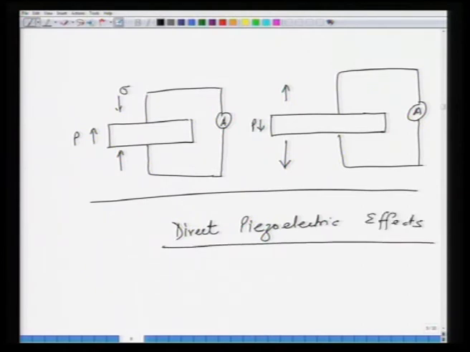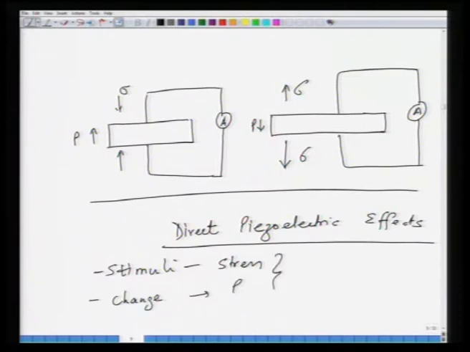So, this is what is the direct piezoelectric effect. And essentially here the stimulus is stress, and the response is changes in polarization or directly charge density, whatever you may want to call it. So, this is the direct piezoelectric effect in the simplest form. Now, the second effect is the converse or indirect piezoelectric effect.